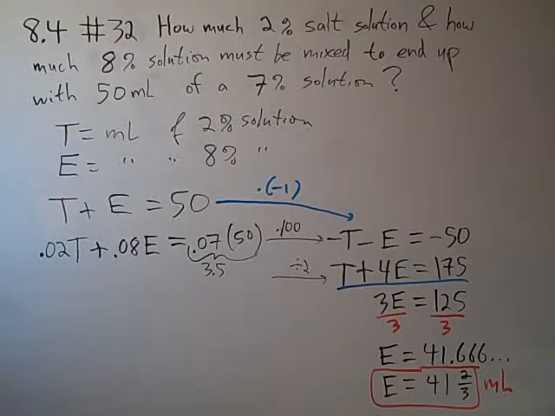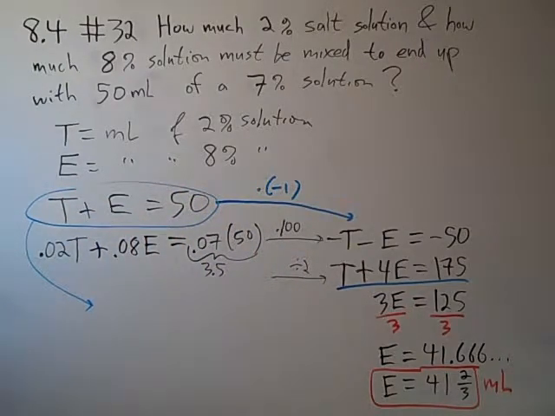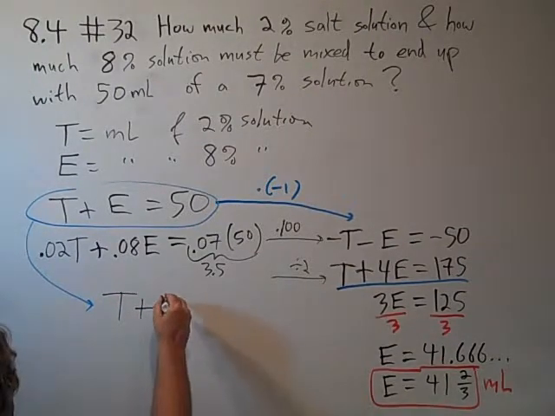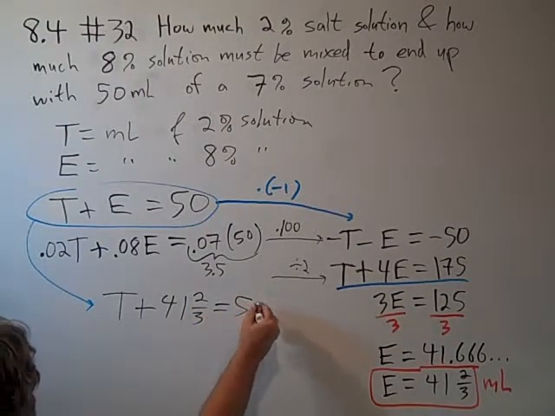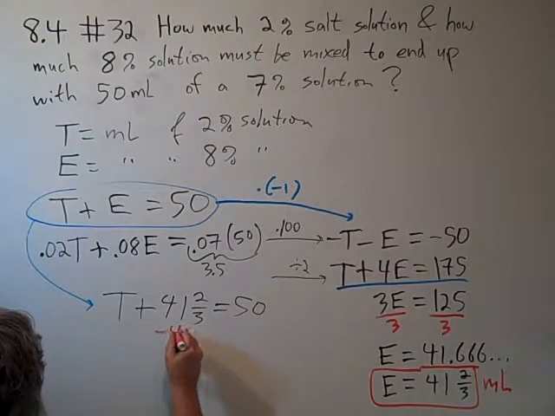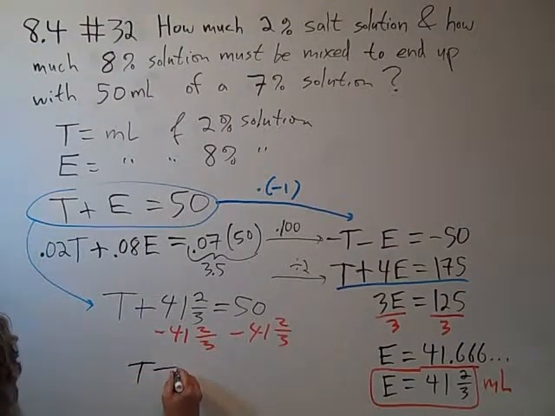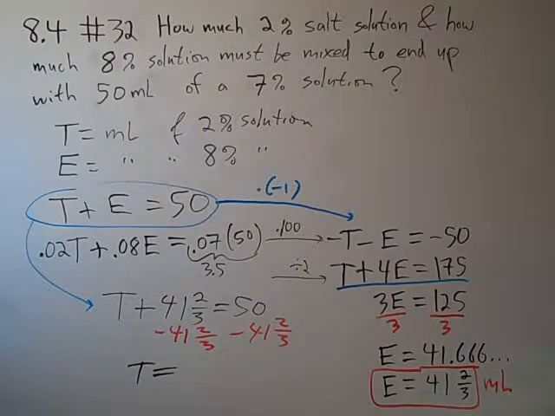And the total number of milliliters is 50. So let's see what that leaves for how much of the 2% salt solution we need. From this equation, the amount of milliliters of the 2% solution plus E, and we just found E was 41 2/3, adds up to 50. So if I take away 41 2/3 from both sides, we get that T is equal to 50 minus 41 2/3, which is 8 1/3.